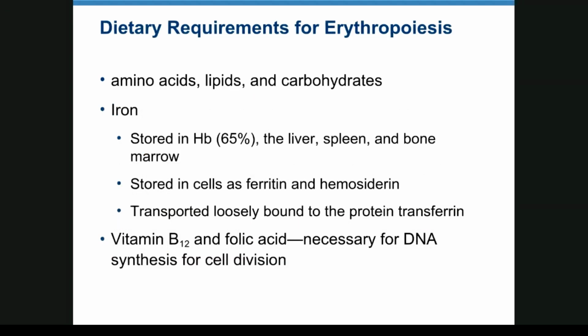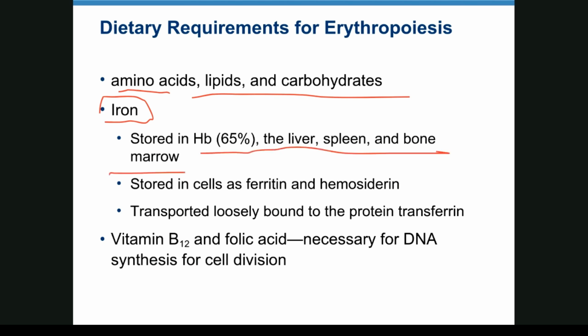To make red blood cells, you have to have amino acids, lipids, carbohydrates, iron. However, we recycle a lot of our iron. It's stored in hemoglobin, liver, spleen, bone marrow, in the cells as ferritin, hemosiderin. It's transported by a plasma protein called transferrin. Okay, you have to have B12 to make red cells, and folic acid. These are necessary for synthesis and cell division of any cells.